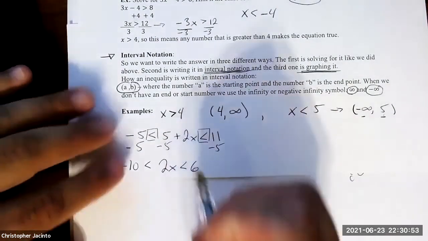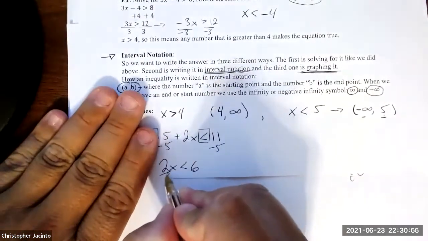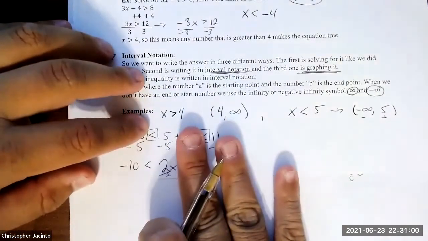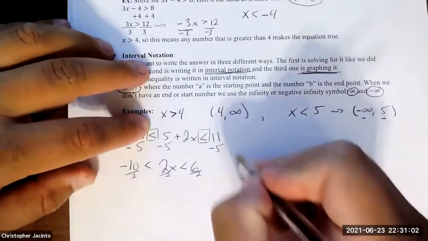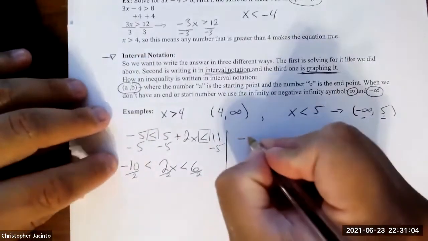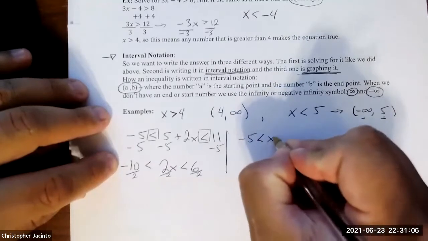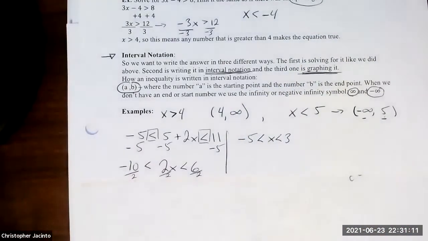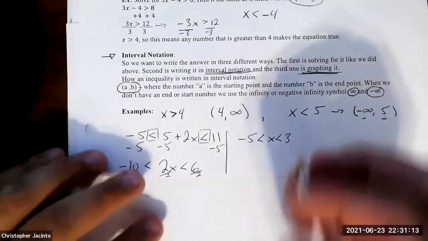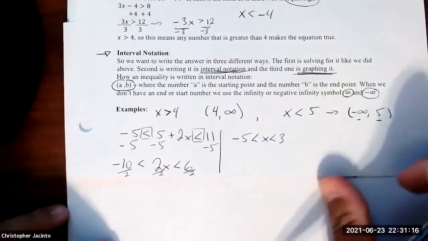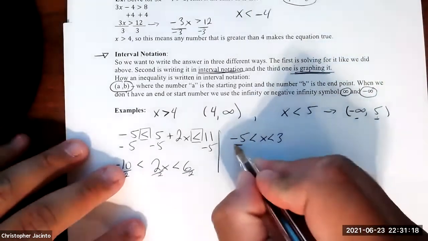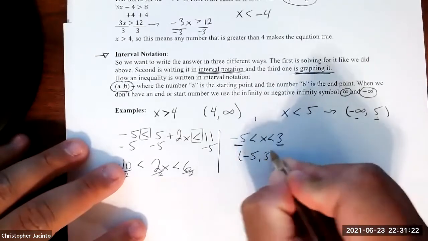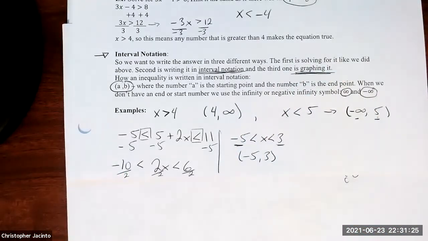And now you do the same thing. If I just cover this up, I would divide by 2. I would do the same thing if I cover the other side: just divide by 2. So our final answer would be -5 less than x less than 3, just like that. And now if you want to write this in interval notation, well, this is our starting point, and that's our end point. So it's from -5 to 3, just like that.